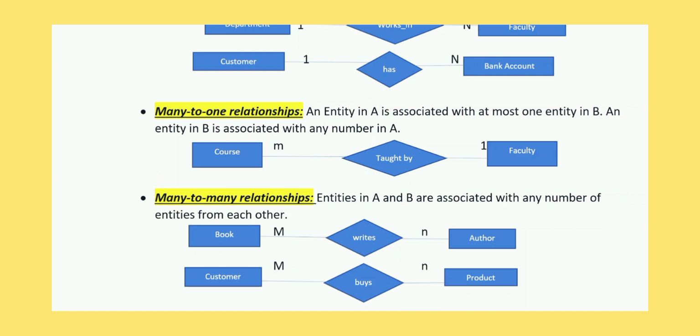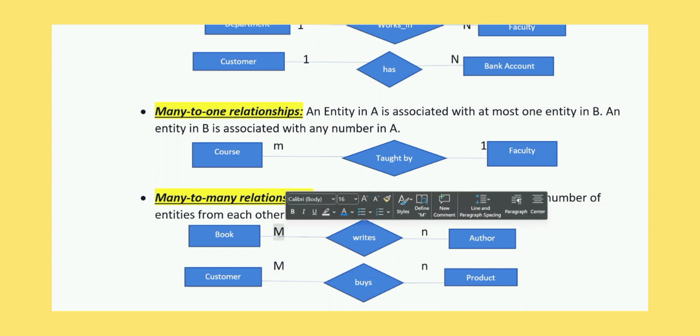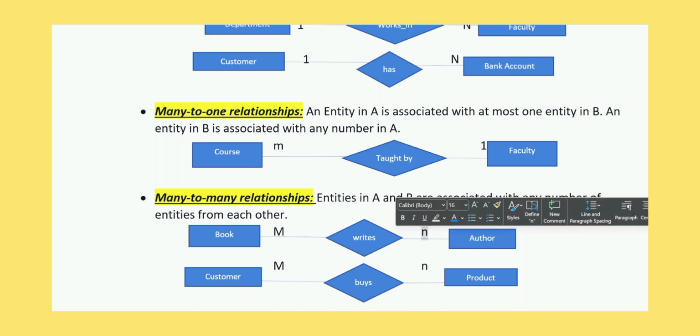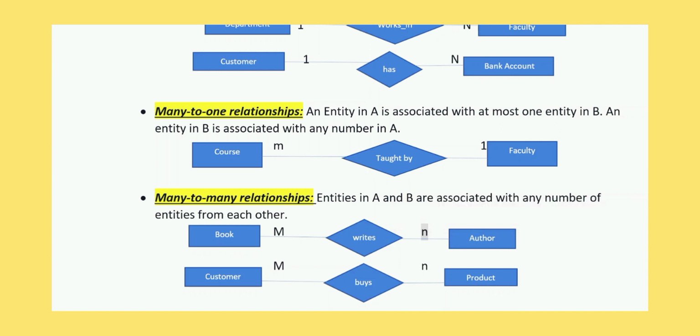Now, come to the last point, that is the last type of relationship, the many to many relationship. Here you can see in the diagram, I have mentioned M here, and on the right side N is mentioned. So if M and N both are represented in the same diagram, then you can understand that this is an example of a many to many relationship. Now come to the definition first, then we will move to the example or diagram. The definition says that entities in A and B are associated with any number of entities from each other.